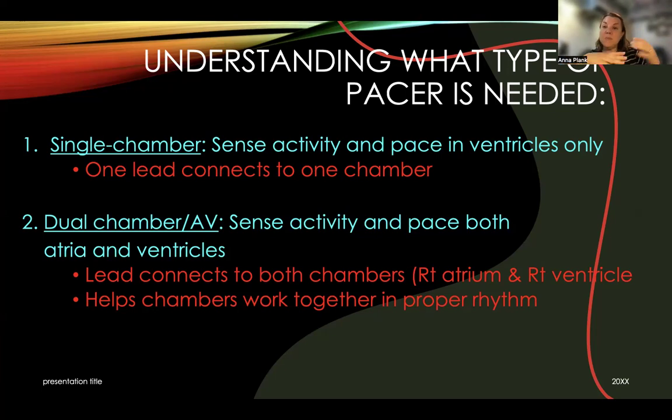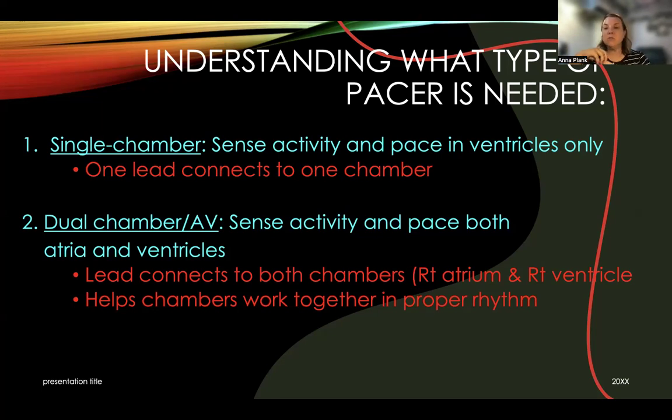Same thing with the ventricle. Maybe the SA node's working great, but the AV node is faulty. Even though that signal's getting to the ventricle, it's just not dispersing like it should. So for a one node problem, you can go with a single chamber, a single lead.